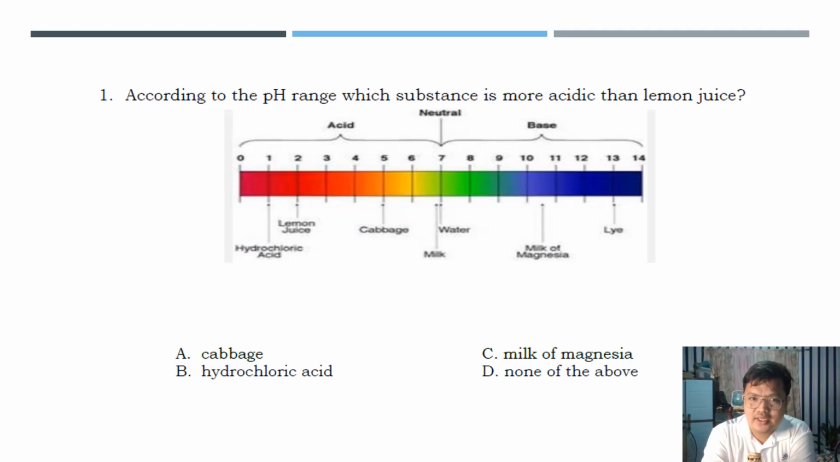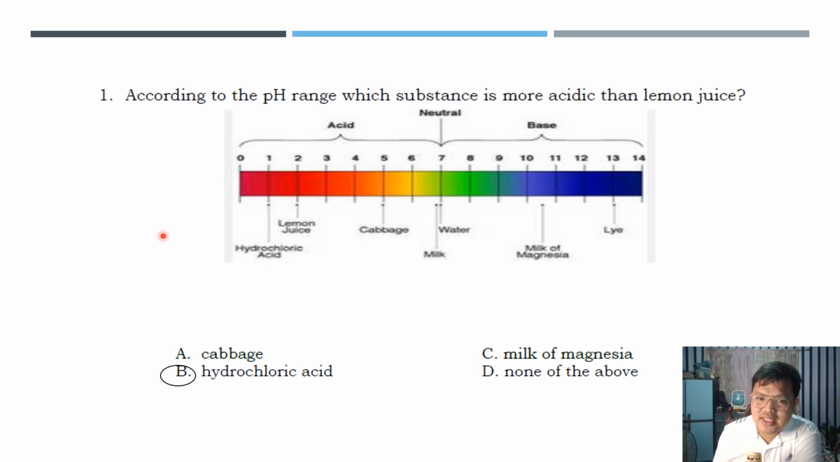So let's have a sort of review from the previous PowerPoint video that you have watched. Question number 1. According to the pH range, which substance is more acidic than lemon juice? It ranges from 0 to 14. So we have hydrochloric acid, lemon juice, cabbage, milk, water, milk of magnesia, or lye. You have to choose between letter A, cabbage, B, hydrochloric acid, C, milk of magnesia, and letter D, none of the above. So let's reveal now the answer.